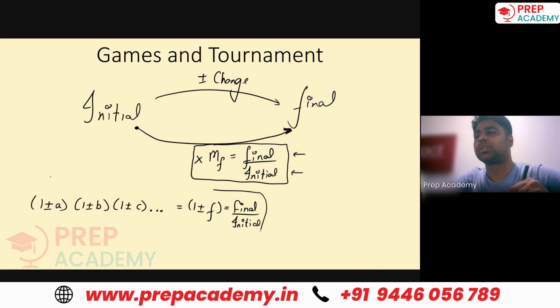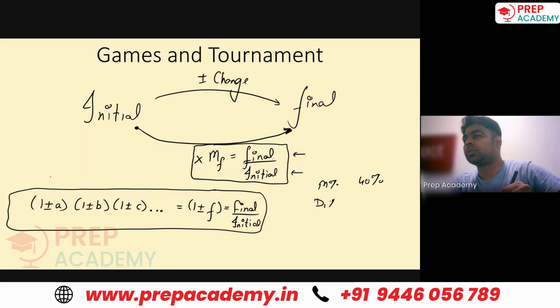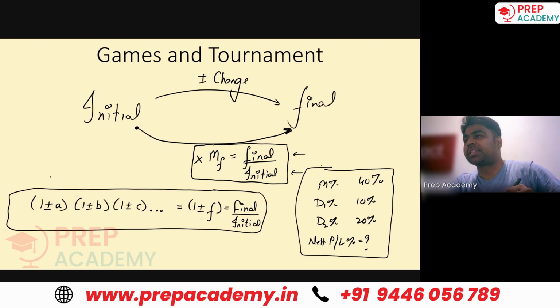Now this is also the formula for successive percentage if more than two things are happening. More than two things happening means, if the question says there is a markup of 40%, then there is a successive discount of 10% and 20%. So can you tell me what is the net profit or loss in the items sold? Can you try this question, guys?